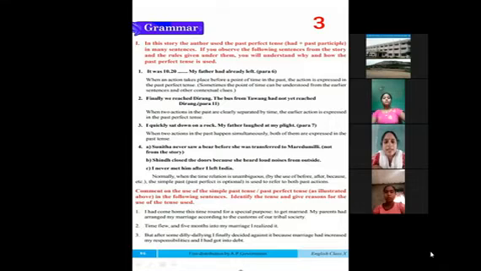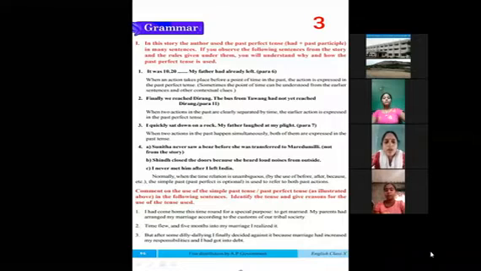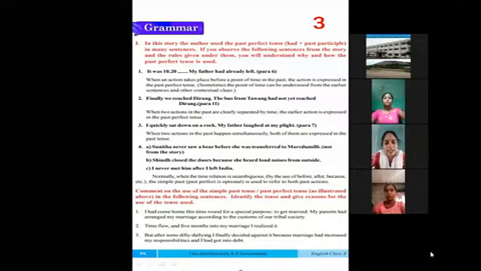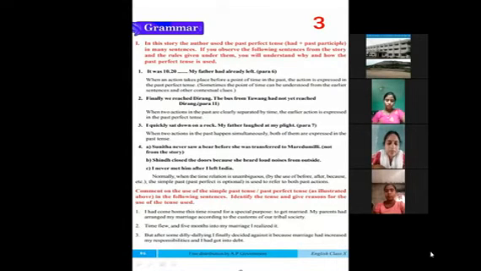Try to understand now. In past tense, if they clearly give a certain time, and before that time an action had happened, for that action we use the past perfect tense. Yesterday, last year, last month: some time is mentioned. If you want to say that before that time the action had completed, we use past perfect tense. Next, second point. Finally, we reached Dirang. The bus from Tawang had not yet reached.